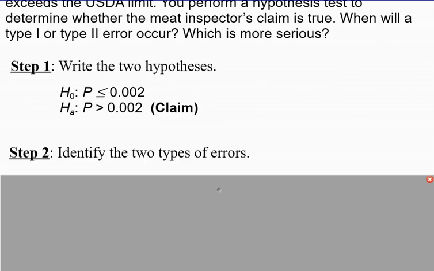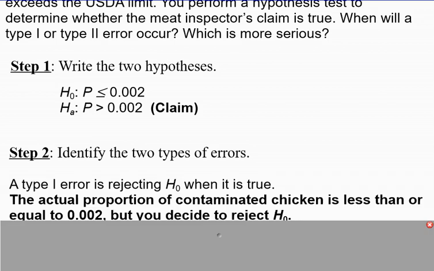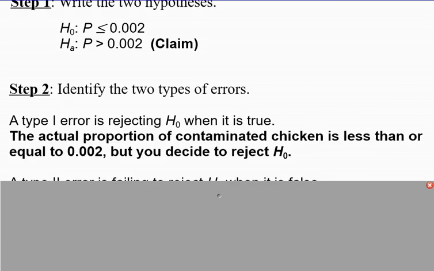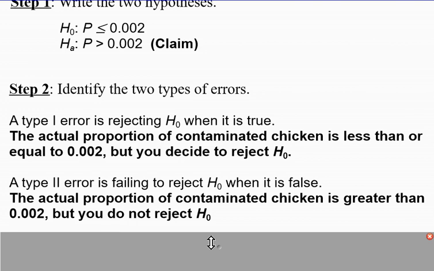that was being made. Step 2 is to identify the two types of error. Type 1 error is rejecting the null when it is actually true. That would mean that the actual proportion of contaminated chicken is less than or equal to 0.002, but we decide to reject the null. Type 2 error is failing to reject the null when it is actually false. So that would mean the actual proportion of contaminated chicken is greater than 0.002, but we do not reject it.